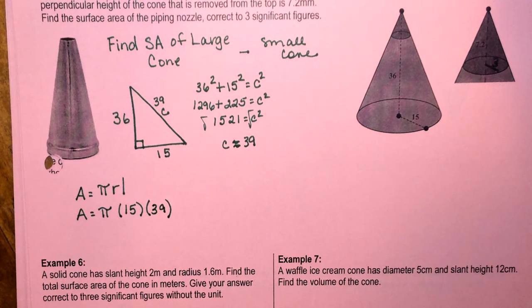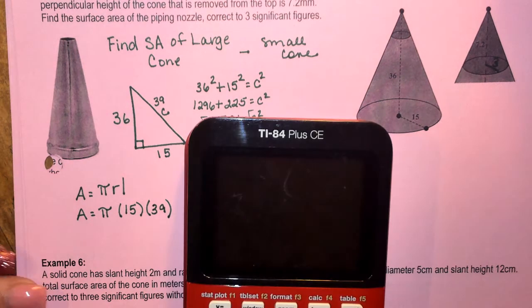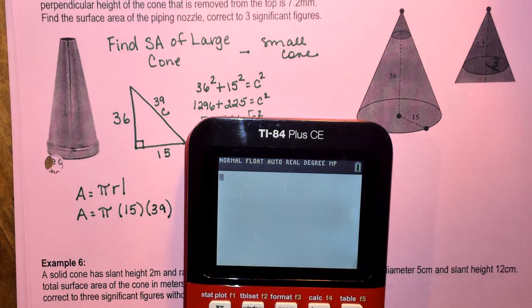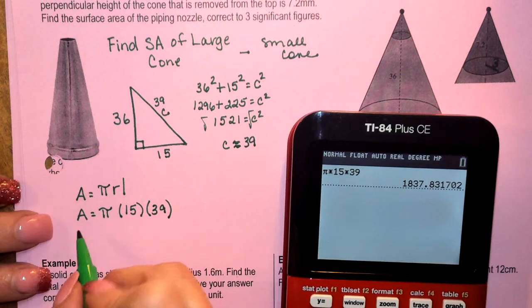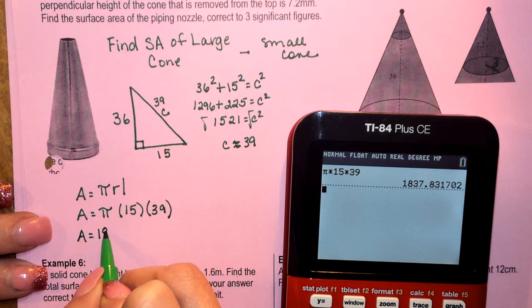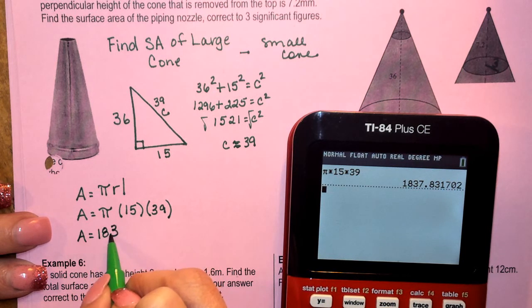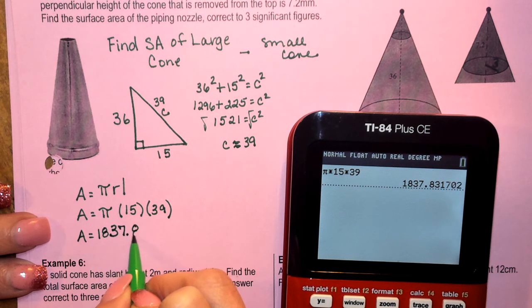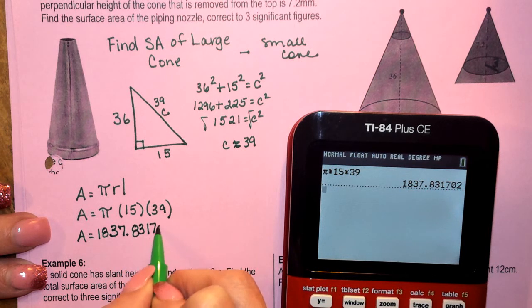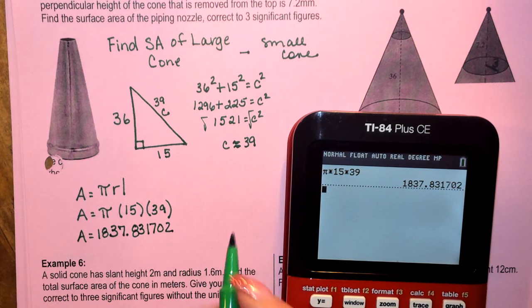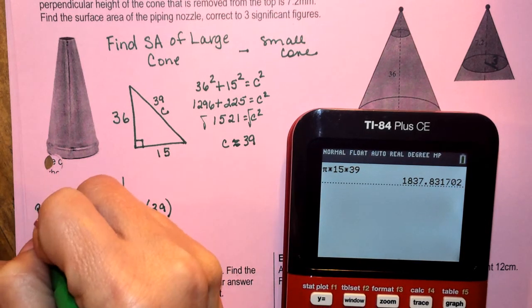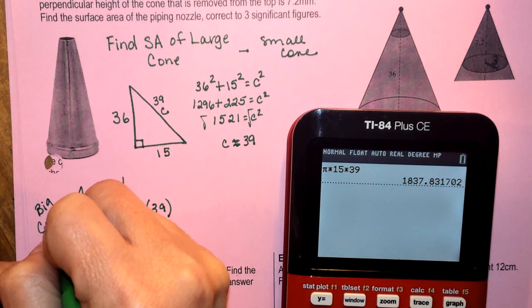Now, I am going to put that in my calculator, and I am going to use pi. Pi is over here above the division bar, second function. Times 15 times 39. All right, and area is 1837.831702. Okay, so I'm going to make a note here that this is the big cone that we just found.